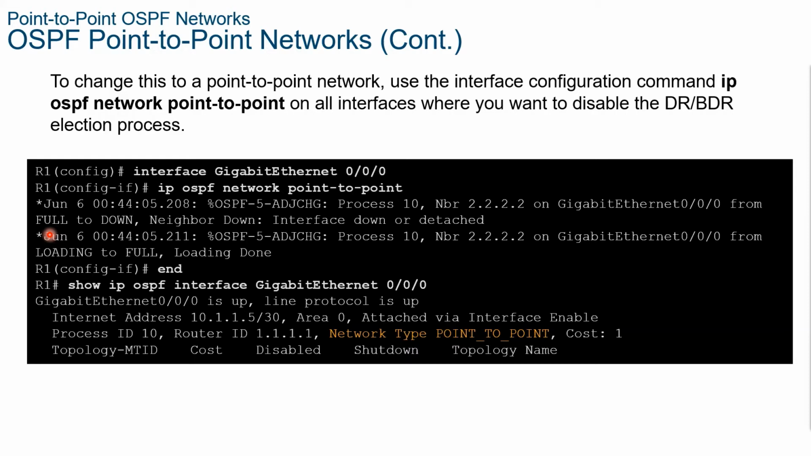To change this to a point-to-point network, we use the interface configuration command ip ospf network point-to-point on all interfaces where you want to disable the DR/BDR election process. The example shows this configuration for R1. The OSPF neighbor adjacency status will go down for a few milliseconds. As you can see, show ip ospf interface gigabit Ethernet 0/0/0. After a few milliseconds, notice that the interface now lists the network as type point-to-point, and that there is no DR or BDR on the link. Let me reiterate that DR and BDR is applicable only when you connect your router to a switch, wherein multiple routers are connected to it.